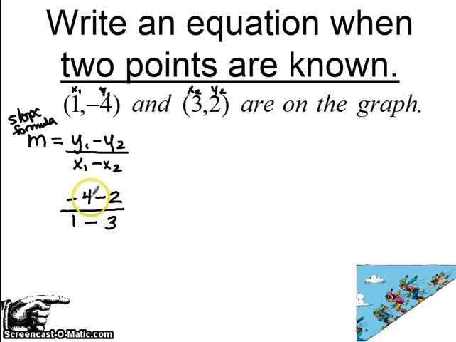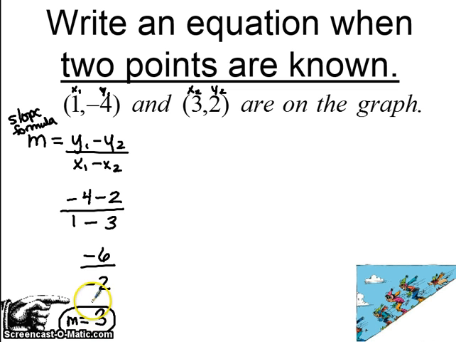So we have negative 4 minus 2. Negative 4 and negative 2 make negative 6 over 1 minus 3, which is negative 2. Negative divided by negative is a positive, and 6 divided by 2 is 3. So our slope is 3. So our first step whenever we know 2 points is to figure out the slope.